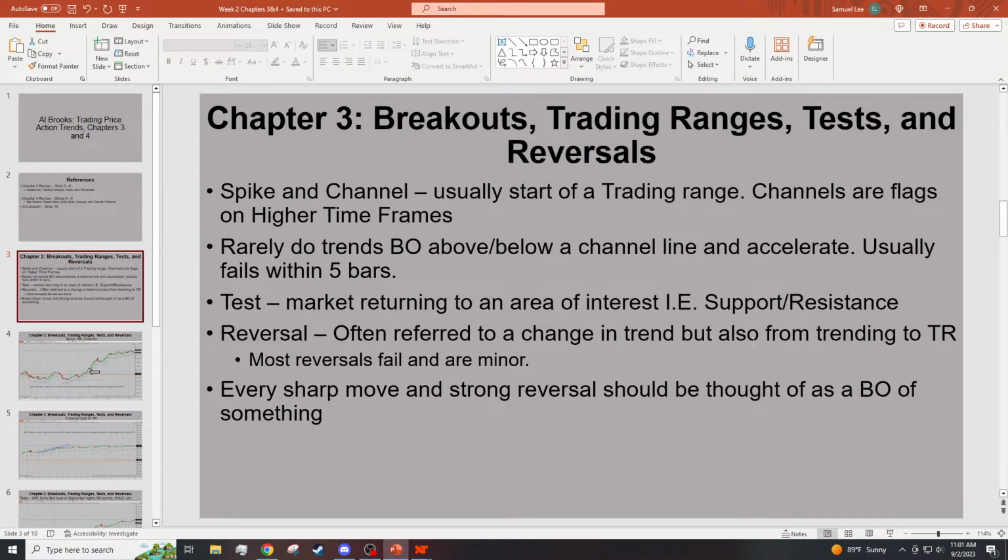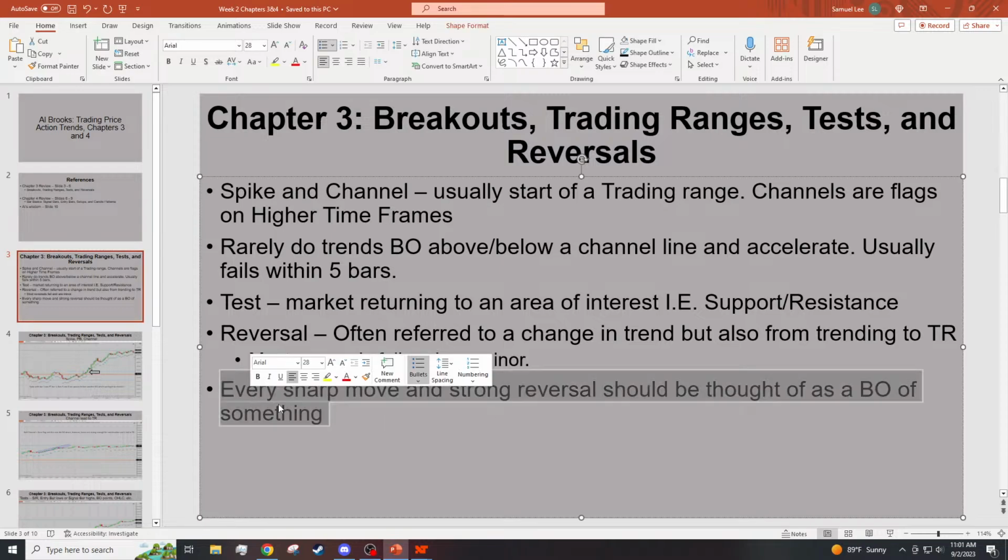But he also talks about reversals as changing from a trend to a trading range, which is what TR stands for, which I think is an interesting point of view. And every sharp move and strong reversal should be thought of as a breakout of something.